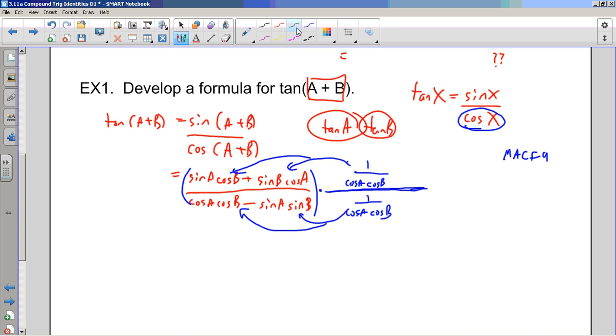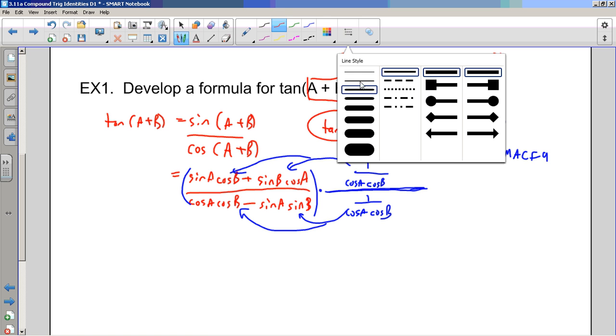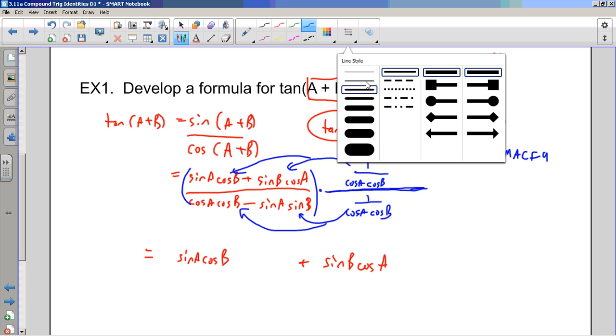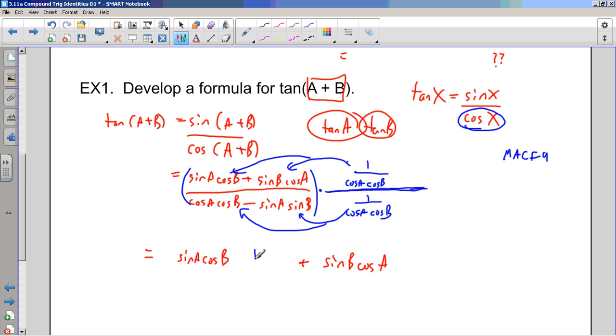And I'm going to go back and forth between a couple of colors so you can see what I'm doing. All right, so this thing times the top. Plus, so this is the top. And I'm going to multiply by that thing on the top: 1 over cos A cos B times 1 over cos A cos B. Right? I've just multiplied through the top. And notice, I still have to do this on the bottom.